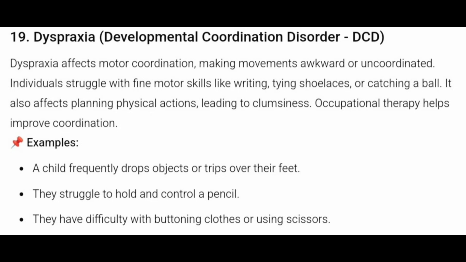Now you see, whenever we talk about dyspraxia, before we talk about dyspraxia, I just want to ask you, you already know there are two types of muscles, right? How many types of muscles? Two types of muscles we have: large muscles and small muscles. And depending on that, we have motor skills. So we have fine motor skills and gross motor skills.